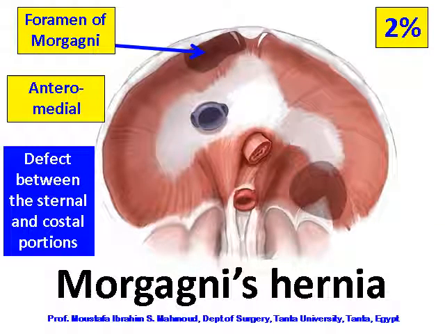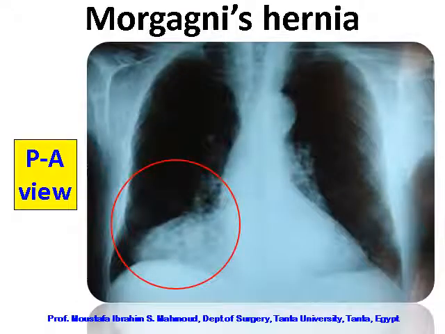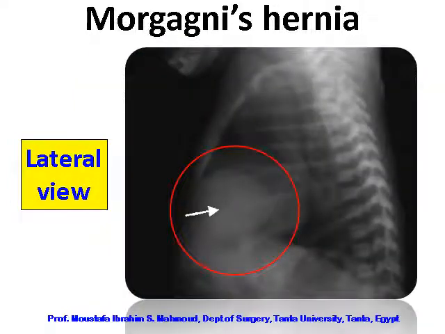The anatomy of Morgagni's hernia. The foramen of Morgagni, anteromedial. The defects between the sternal and the costal portions, 2% presentation. X-ray posterior anterior view of Morgagni's hernia. Morgagni's hernia lateral view.